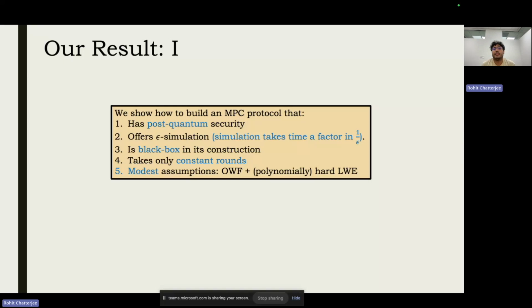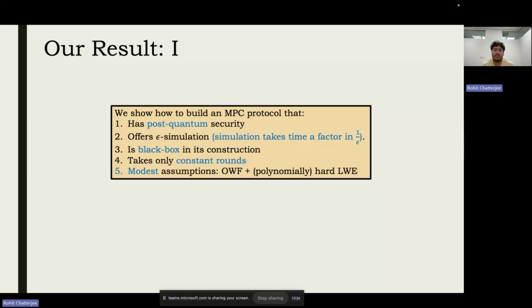Okay. So turning to our results, we have two different MPC protocols. The first one has all of these properties, namely it has post-quantum security, by which I mean it's secure against quantum polynomial time attackers, offers this epsilon simulation guarantee that we talked about, is black box in construction and also in simulation, and takes only constant rounds. It's also good to stress that this involves only modest assumptions: one-way functions plus polynomially hard LWE, which we need to realize the OT component in the post-quantum setting.